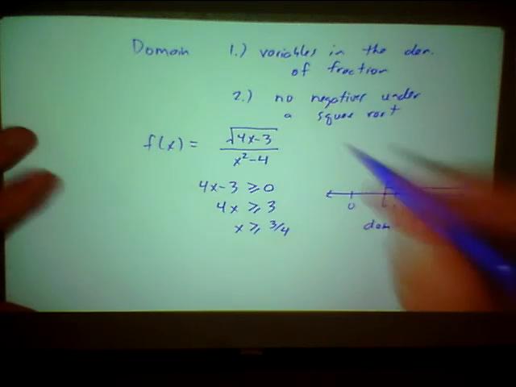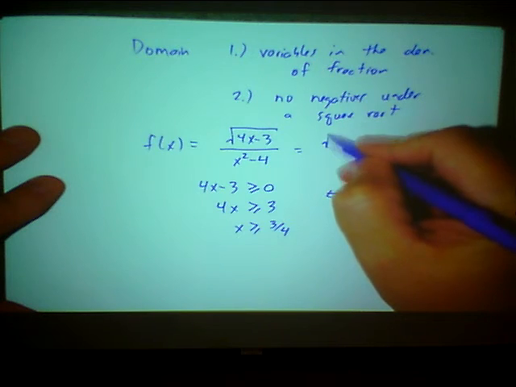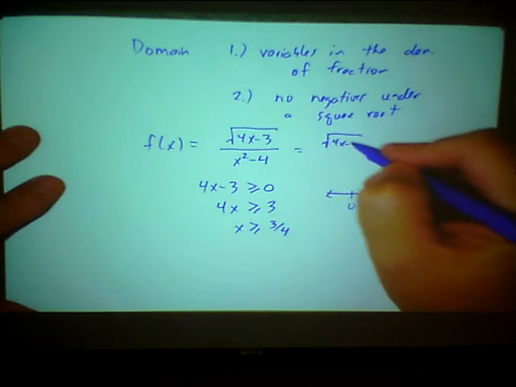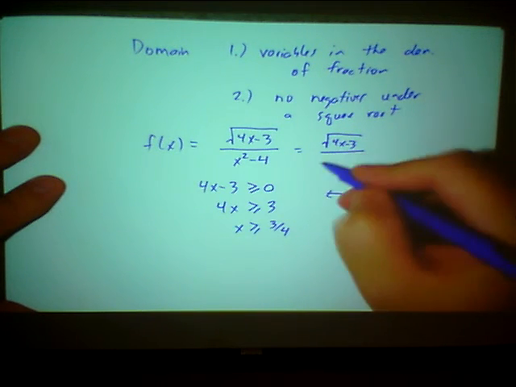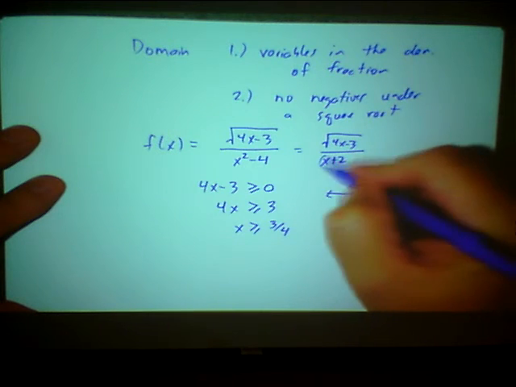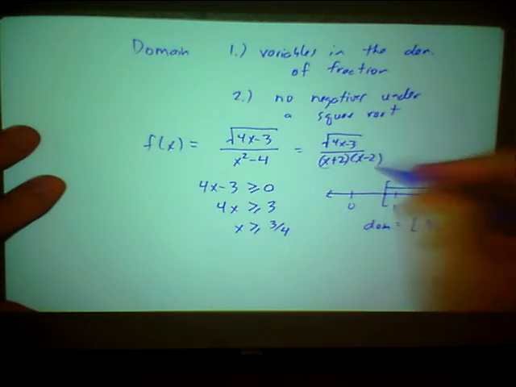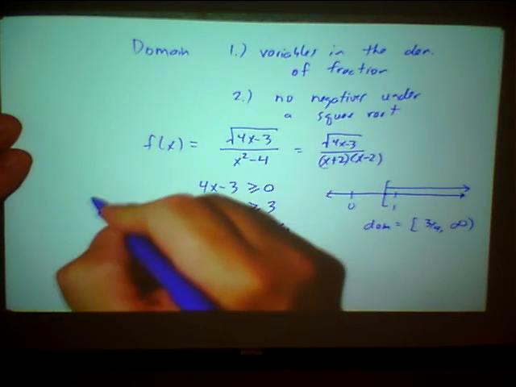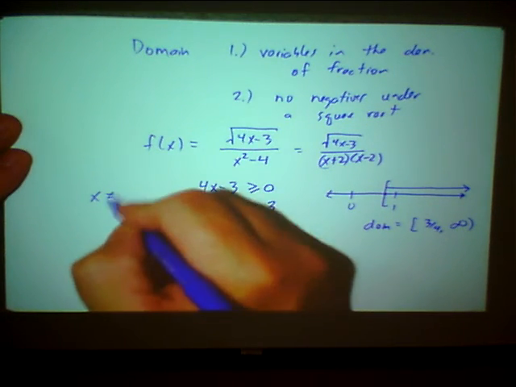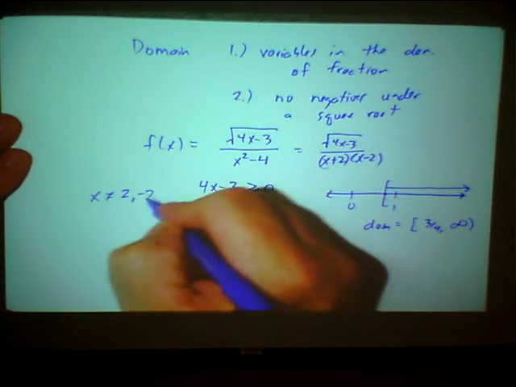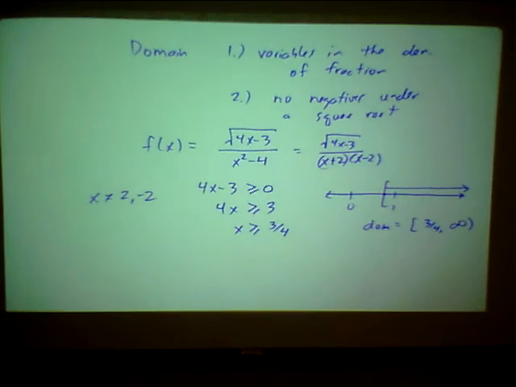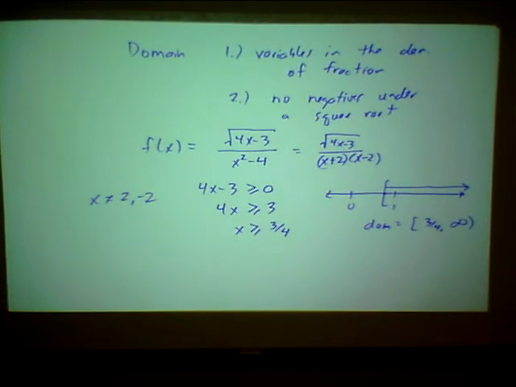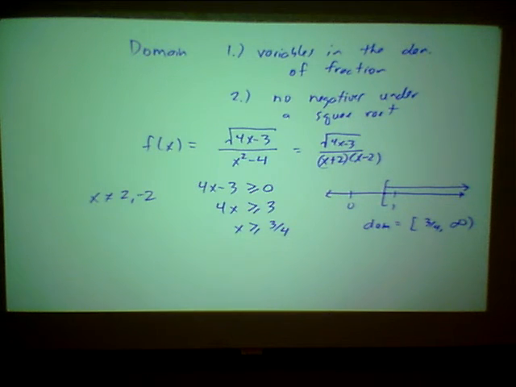As a matter of fact, I need to go ahead and factor the denominator. This is the difference of squares, x plus 2, x minus 2. So from looking at the denominator, I know that x cannot be equal to 2 or minus 2. Because if x is equal to 2 or minus 2, then the denominator is 0 and my number blows up.